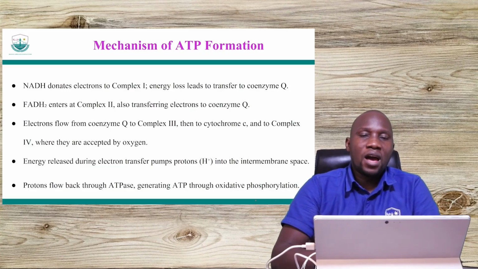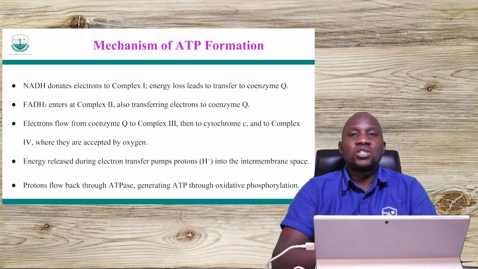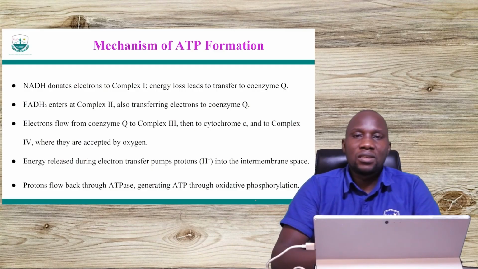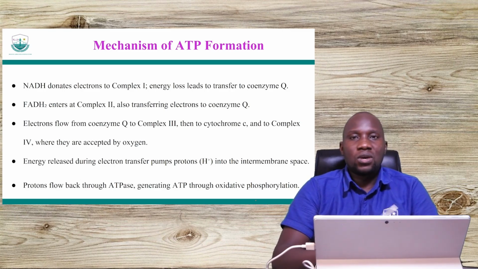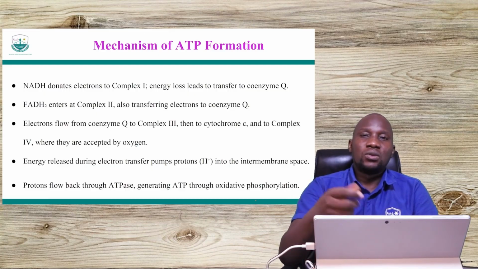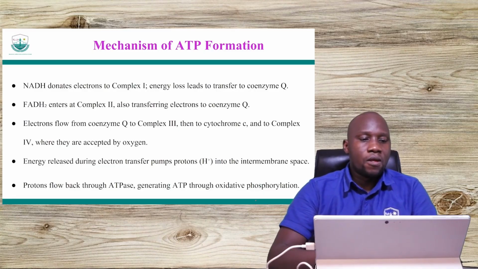Okay, so we are basically saying that electrons are carried by these components, which we can call high energy carrying molecules, the NADH and the FADH2. These are the ones that carry these electrons. And remember, these electrons are actually coming from the other processes, the Krebs cycle and also glycolysis. So what basically happens is that you have these complexes 1 to 5.